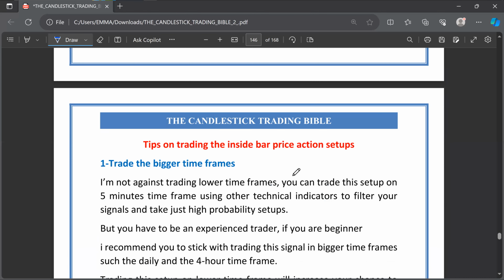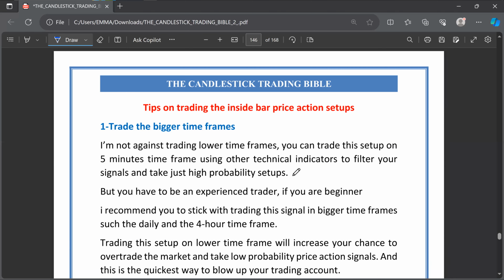Now, tips on trading the inside bar price action setups. Trade bigger time frames, right? Trade bigger time frames. It's very important. I'm not against trading lower time frames. You can trade this setup on the 5 minute time frame, using other technical indicators to filter your signals and take just high probability setups, right? But you have to be an experienced trader.